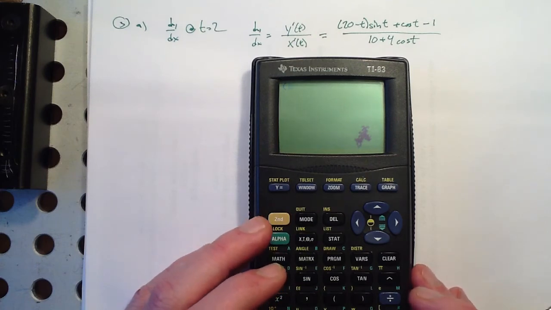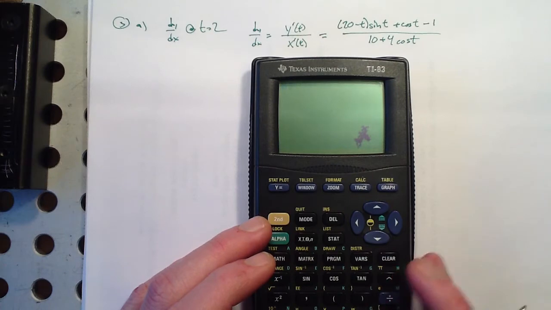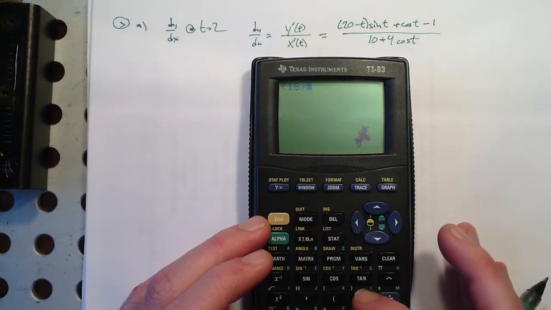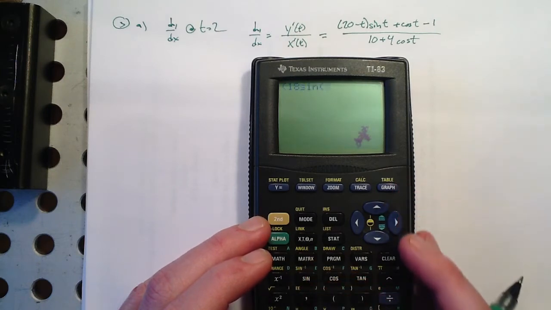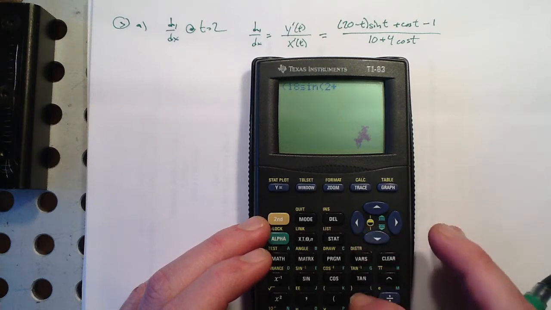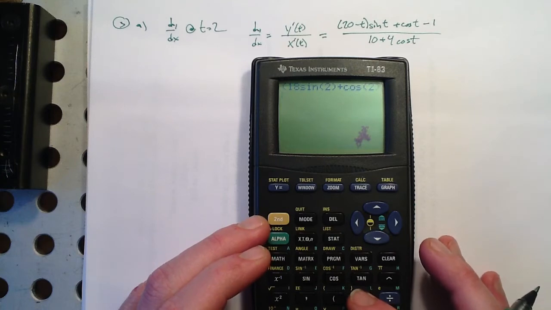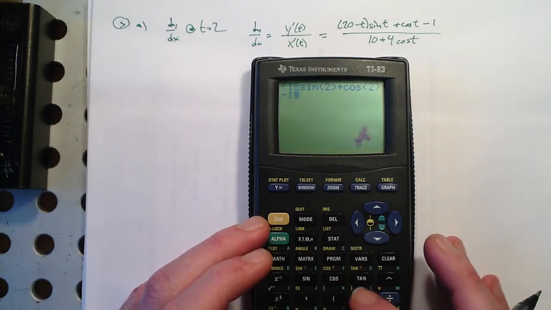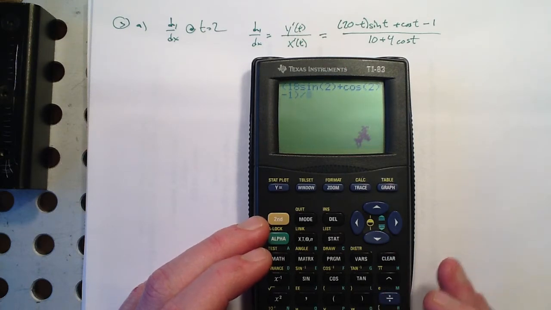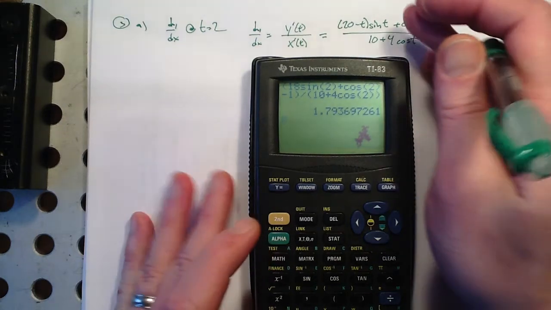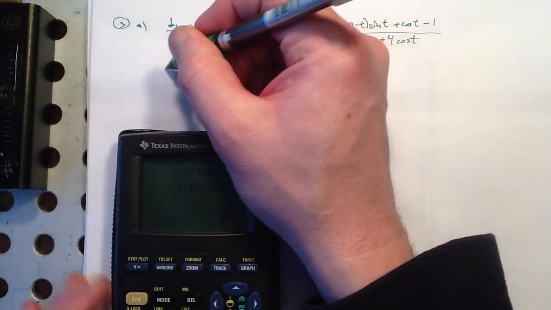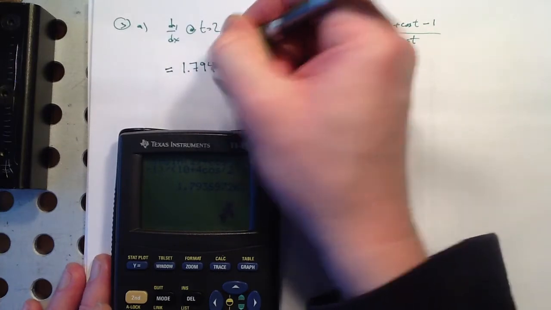Alright, so I want to do 20 minus 2, plugging that 2 in here. So that's 18. It's going to be the big top of a giant fraction, so 18 times the sine of 2 plus cosine 2 minus 1. That's the top, and that's all over 10 plus 4 cosine of 2. I'm going to write that down because if you only make a calculator error, it will only cost you probably one of the points. So dy/dx at 2, rounded to 3 College Board decimal places, is 1.974.